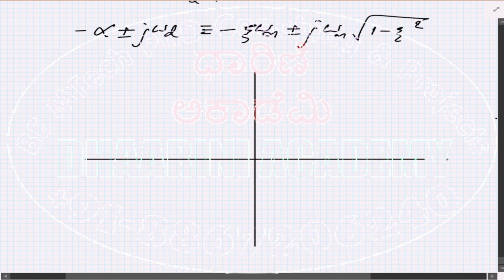This is the real part. I can call this sigma. This is the S domain. So sigma and j omega are the two axes, correct? Fine. Now let us consider when zeta equals 0. If I say zeta is 0, what's going to happen to the root? This is actually s.